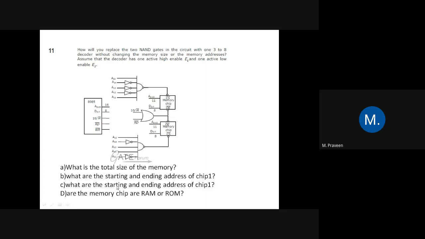And the last question is whether the memory chip is RAM or ROM. So we have to see what kind of memory chip it is. I think from these pins you can easily guess whether it is a RAM or ROM. Okay, so I have given all the clues. Just based on the clues, you have to find the answer.